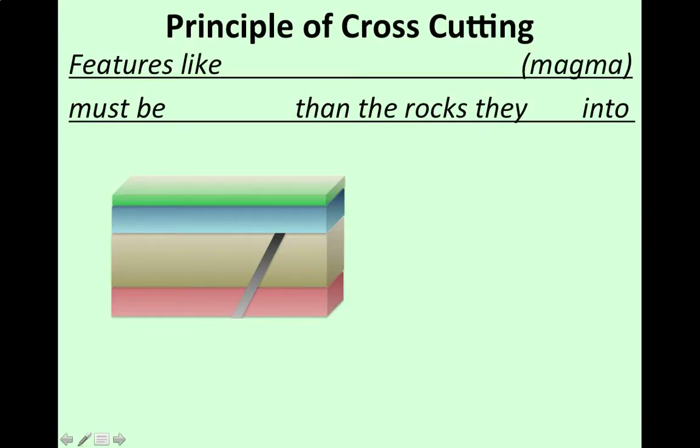Okay, looking then at my next two rules, the principle of cross-cutting. This is a feature when I have something like a fault, a crack, or an intrusion of magma. And that fault or intrusion has to be, looking at how it comes into the cross section, younger than the rock layers it cuts into.